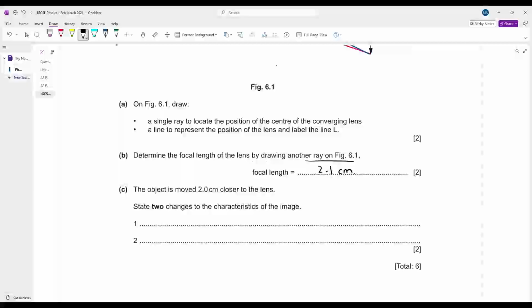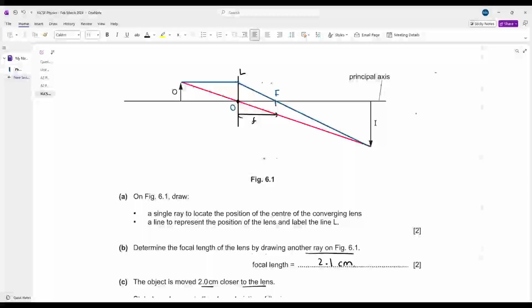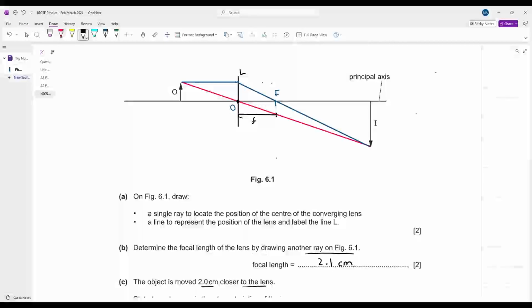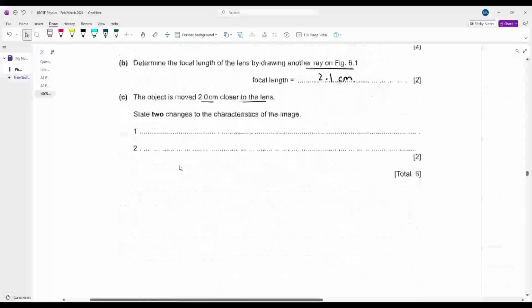The object is moved 2 centimeter closer to the lens. Okay. बेटा ऑब्जेक्ट को हमने 2 सेंटीमीटर क्लोजर टू द लेंस मूव कर दिया. Now what will you do? First of all, measure the focal length here. This is your focal point. जब आप इसको 2 सेंटीमीटर इनवर्ड मूव करोगे, your object will be somewhere here. Can you realize now your object is between the optical center and the focal point? जब भी आपका ऑब्जेक्ट बिटवीन द ऑप्टिकल सेंटर एंड द फोकल पॉइंट होता है, व्हाट हैपेंस?